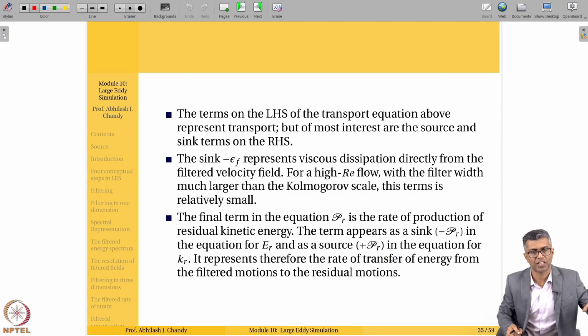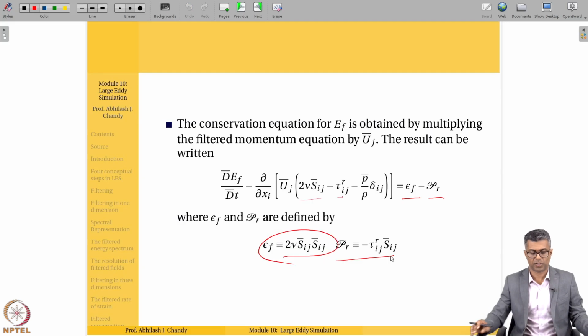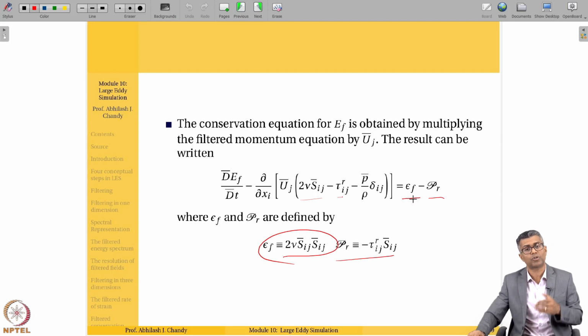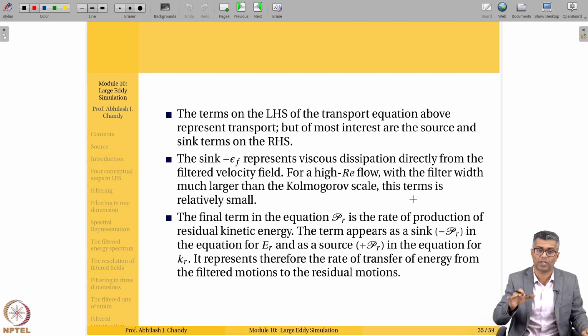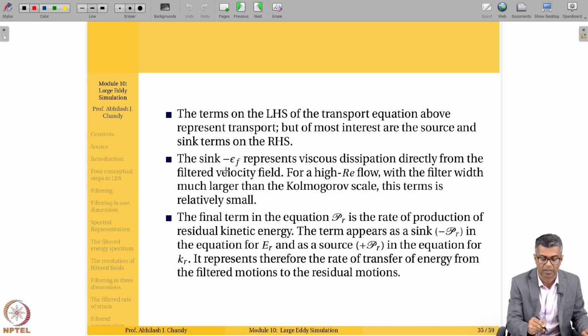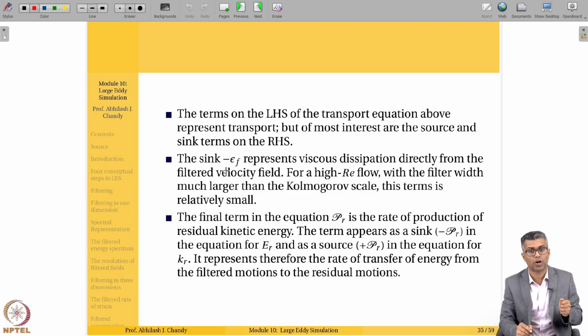The terms in the LHS of the transport equation shown above obviously represent transport, isn't it? All of these terms represent transport, because we are talking about d/dt of kinetic energy, which is equal to ∂/∂xi. So that is a transport term because it is ∂/∂xi. But what we are interested in is the right hand side term. So we have a source and a sink term. The sink term, which is εF, represents viscous dissipation directly from the filtered velocity field.